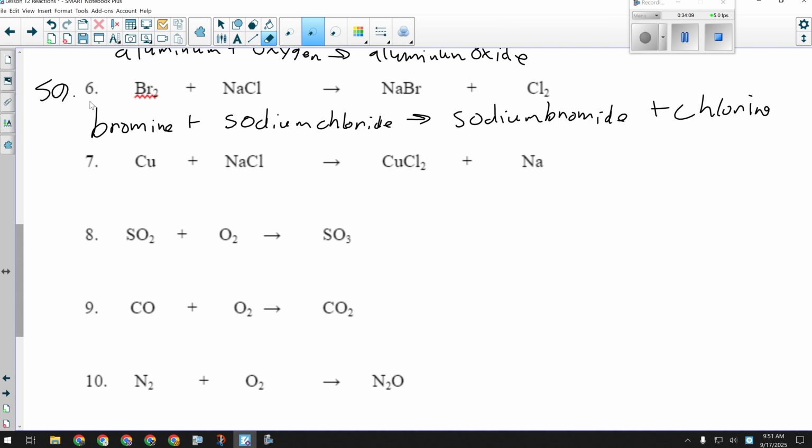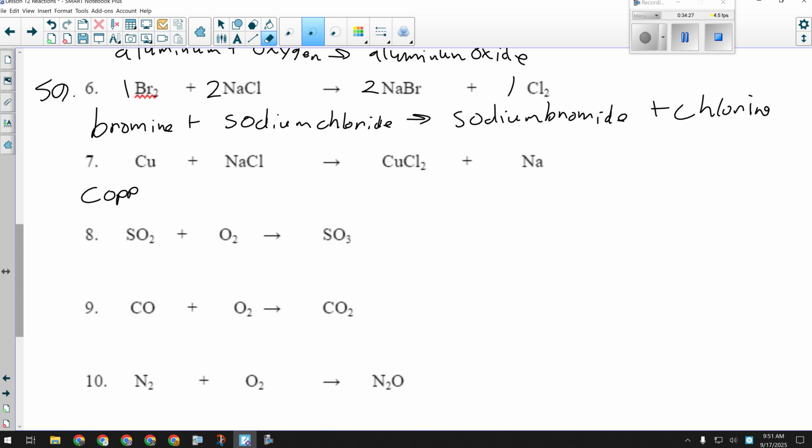2's the biggest number. It's on 2 things that both have a -1 charge. So a 2 there and a 2 there should fix both the chlorine and the bromine and keep the sodium as a 2. All right, and then for number 7, okay, I've got copper.